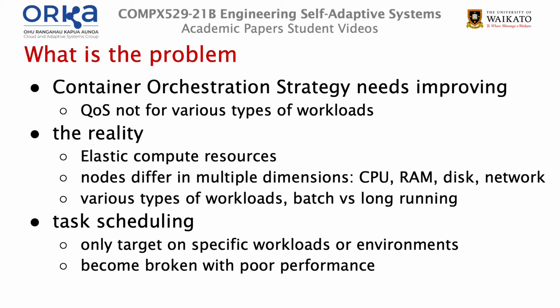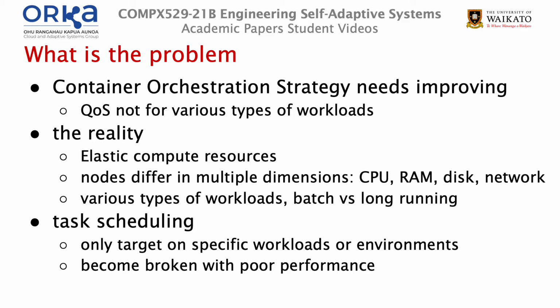So the issue here is that container orchestration strategy needs improving. Quality of service doesn't really work for various types of workloads out of the box. And the reality is that we now have elastic compute resources. The nodes differ in multiple dimensions quite often, including actually having physical and VMs. And then we also have various types of workloads. The main two that are being compared in this particular paper are shorter batch type things versus longer running workloads.